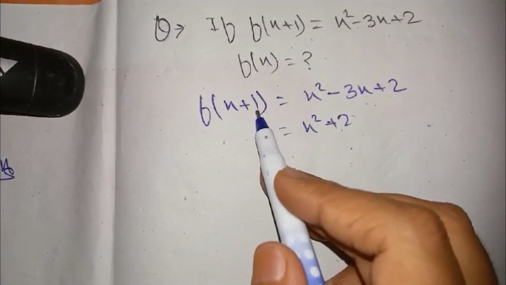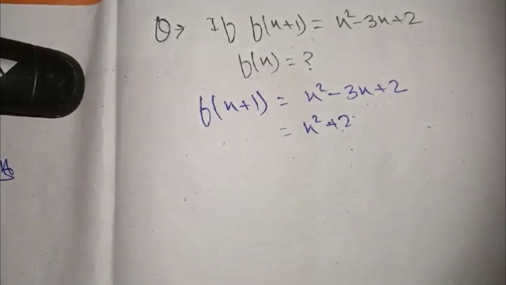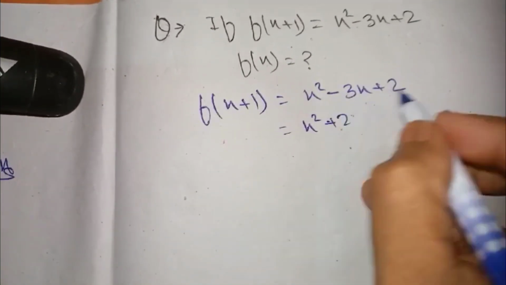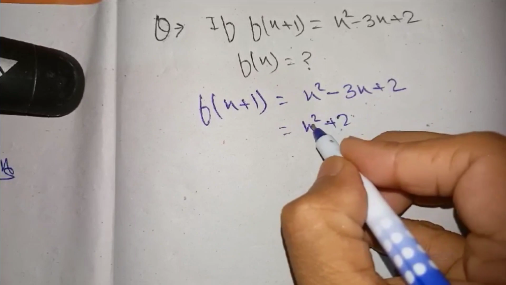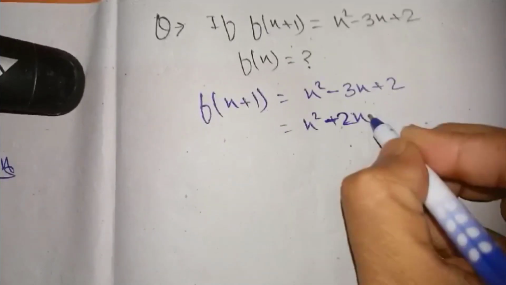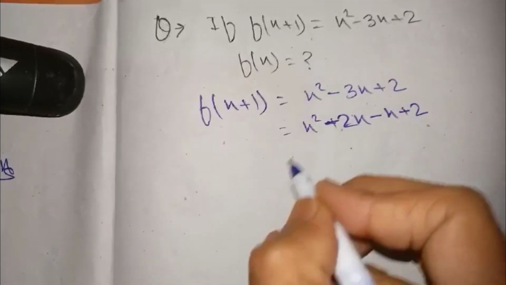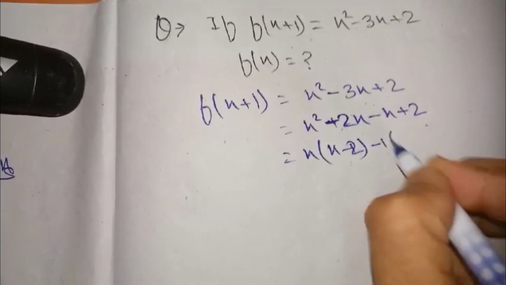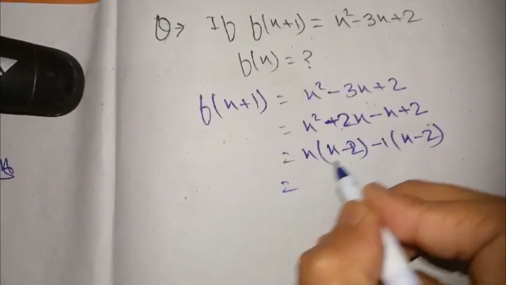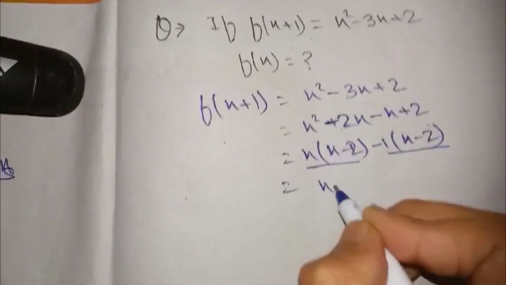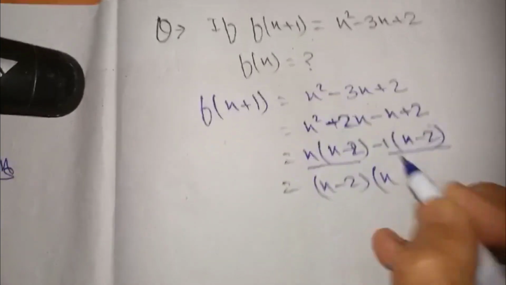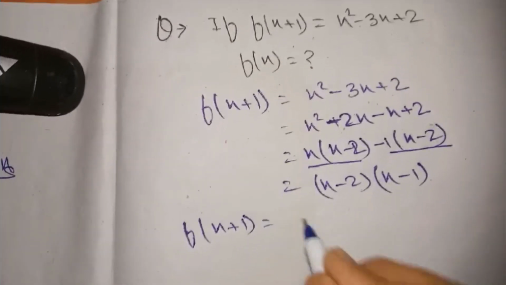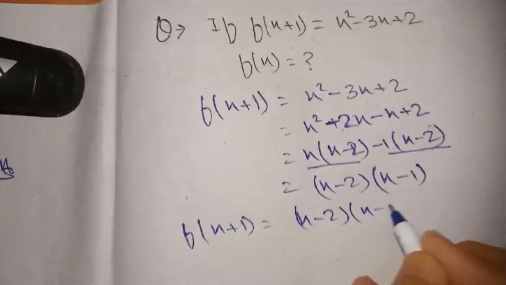Here we have given f of x plus 1 equal to x square minus 3x plus 2. So first of all we are going to factorize this polynomial. Okay, so it gives x square minus 2x minus x plus 2. So it becomes x into x minus 2, minus 1 into x minus 2. Okay, now in both terms x minus 2 is common, so we will take x minus 2 common. Here x is left and here minus 1, so this gives us f of x plus 1 becomes x minus 2 into x minus 1.